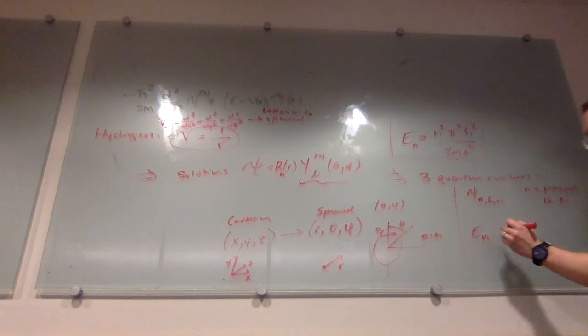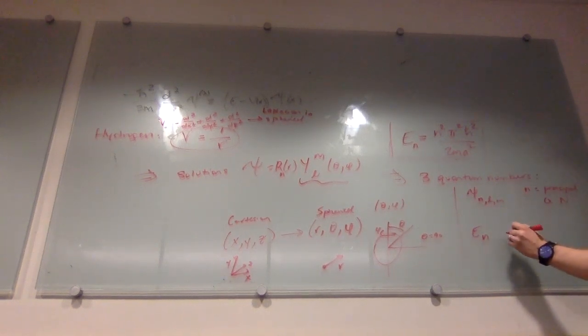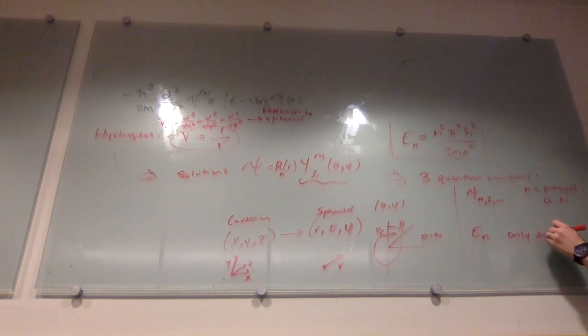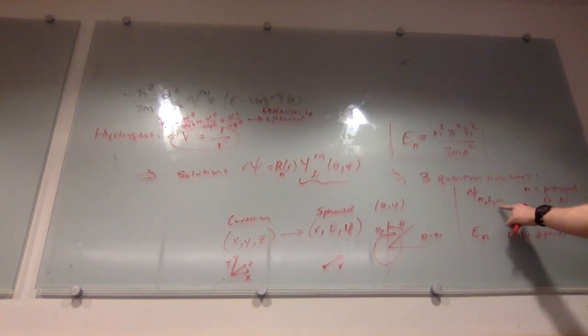The other cool thing is that E should depend on all 3 of these, but actually E only depends on n. That means that in each of the electron shells of a hydrogen atom, the energy is the same. The n equals 1 shell has some energy. The n equals 2 shell has some energy, but there's actually a bunch of states in it, and they're all labeled by different other things.